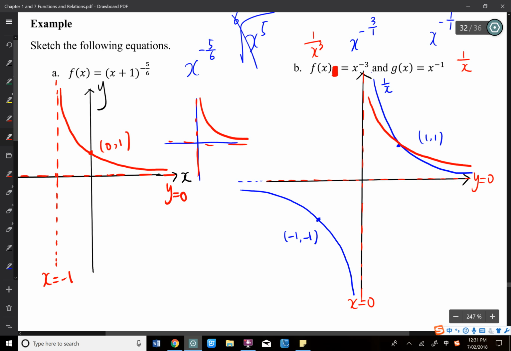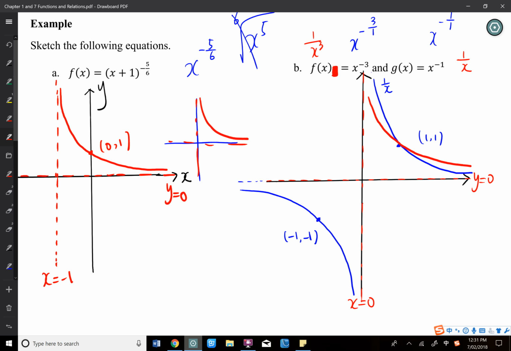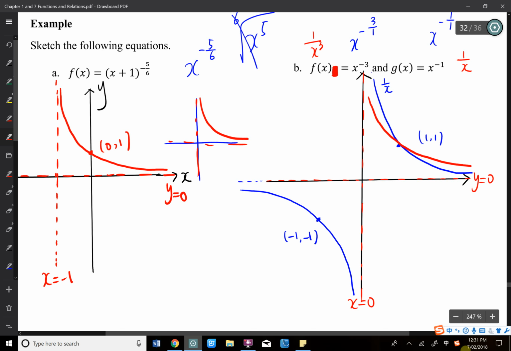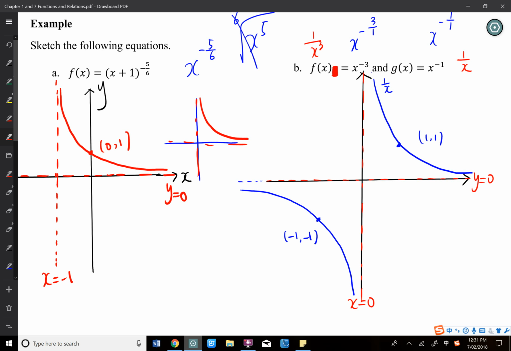Can you see the difference? Because they only intersect once, it must cross. It's either this way or the other way. Which way should it be? The new graph after 1, let's just say after 1, should that graph be below or above? Should the graph go here or here? Up or down?